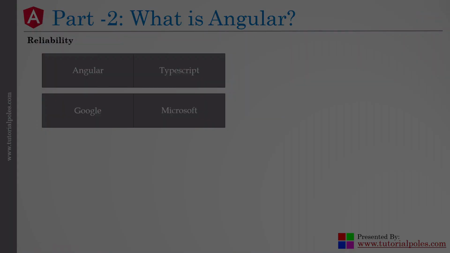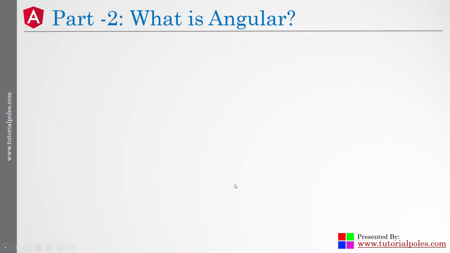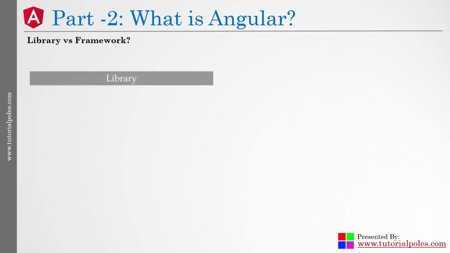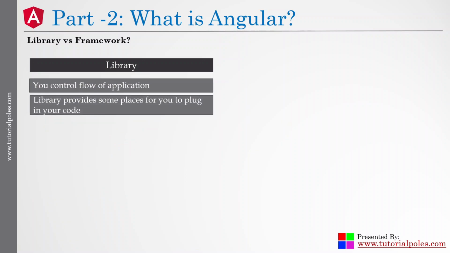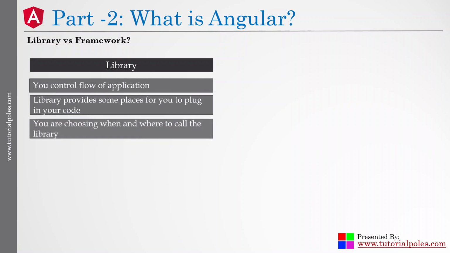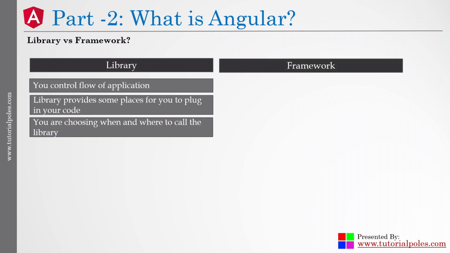Let's also try to understand why Angular is a framework. What's the difference between a framework and a library? If we look at some characteristics of a library and a framework, we will be able to differentiate clearly between them. When you use a library, you control the flow of your application. A library provides you some places to plug in your code. You choose where to call the library code. Whereas a framework inverts the program flow.